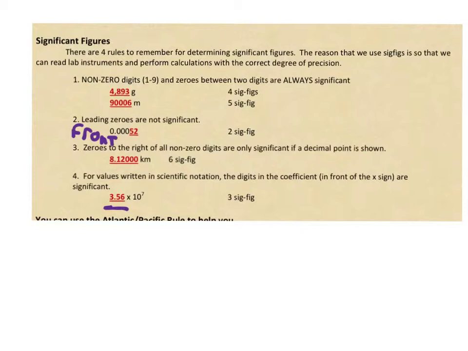Rule 3, zeros to the right of non-zero digits are only significant if you have a decimal point. In this number, all the zeros to the right would be sig figs. Finally, for all values in scientific notation, the digits in the coefficient are significant. So 3.56 times 10 to the 7th, you don't worry about the 10 to the 7th, it's just 3.56 that would be significant. You have all of these rules on your chemistry and physics reference materials. It's on the bottom of page 2. So you don't have to memorize these rules, you just need to know how to use them in examples.